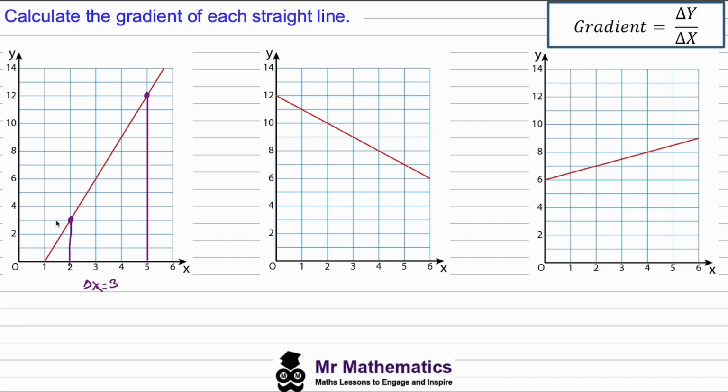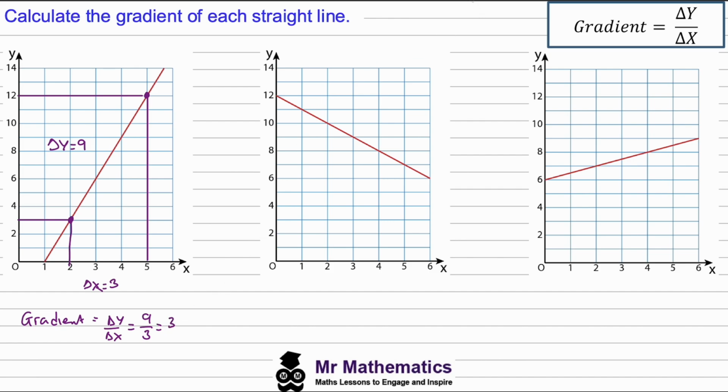The change in y from the 3 to the 12, the change in y is going to be equal to 9. The 12 take away the 3. So the gradient is the change in y divided by the change in x. So 9 divided by 3 is 3.